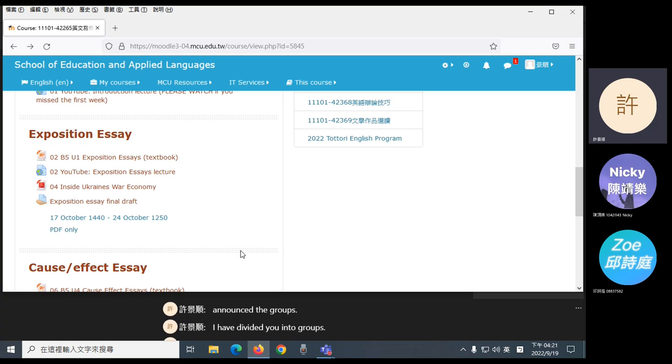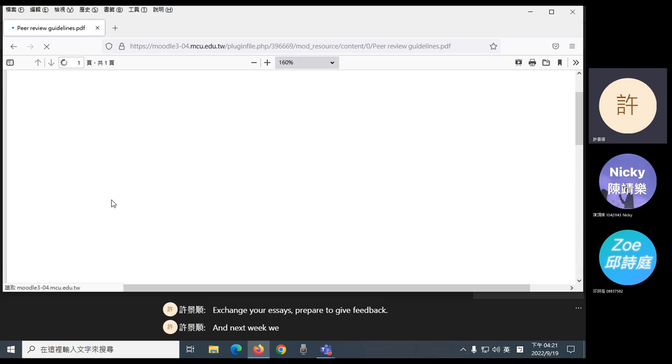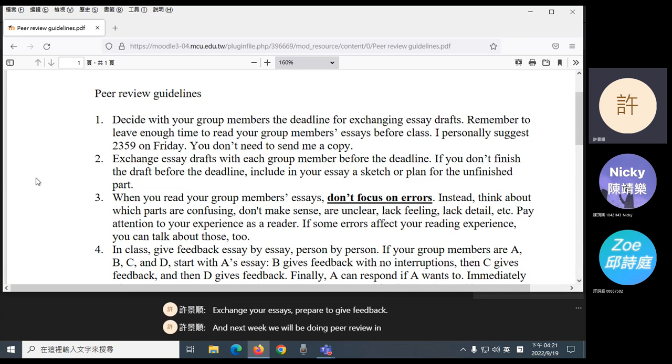Before next week, talk with your group members, choose a day to exchange your essays, and prepare to give feedback, because next week we will be doing peer review in class. So these are some things to pay attention to next week when you do peer review. I'll guide you through the important points.